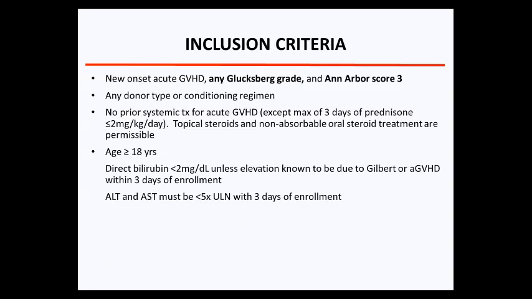More than 18 years old. The bilirubin has to be less than 2, except if they have Gilbert syndrome or acute GVHD within those 3 days of enrollment, right? Because then you can tell me about maybe this is liver. It doesn't have to be the biopsy.